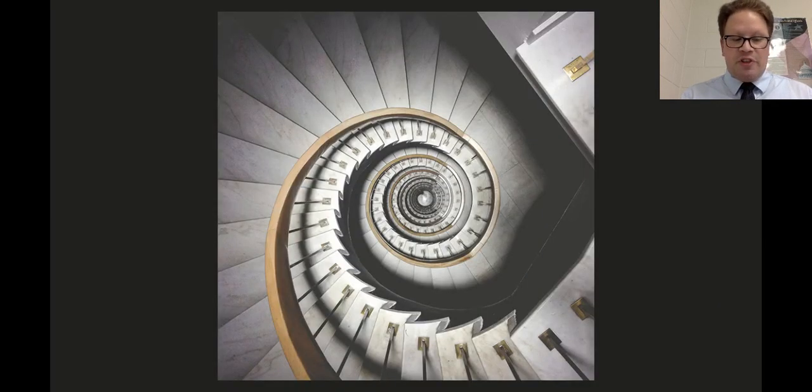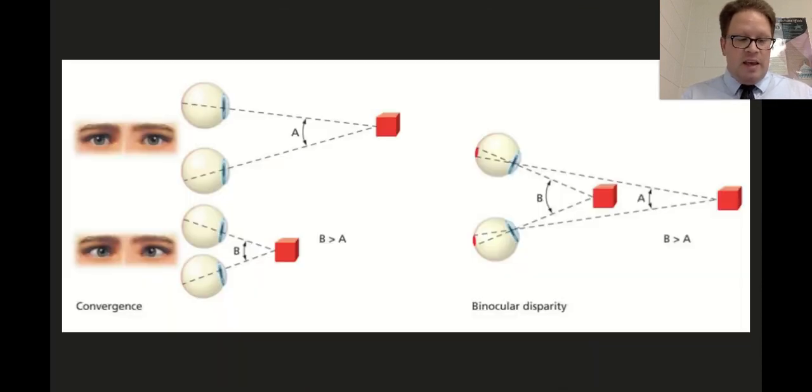Now, depth perception is the ability to perceive the world in 3 dimensions. Information taken in by both eyes, aiding in depth perception, is going to be known as binocular cues, which we're going to talk about first, which include binocular convergence and retinal disparity.